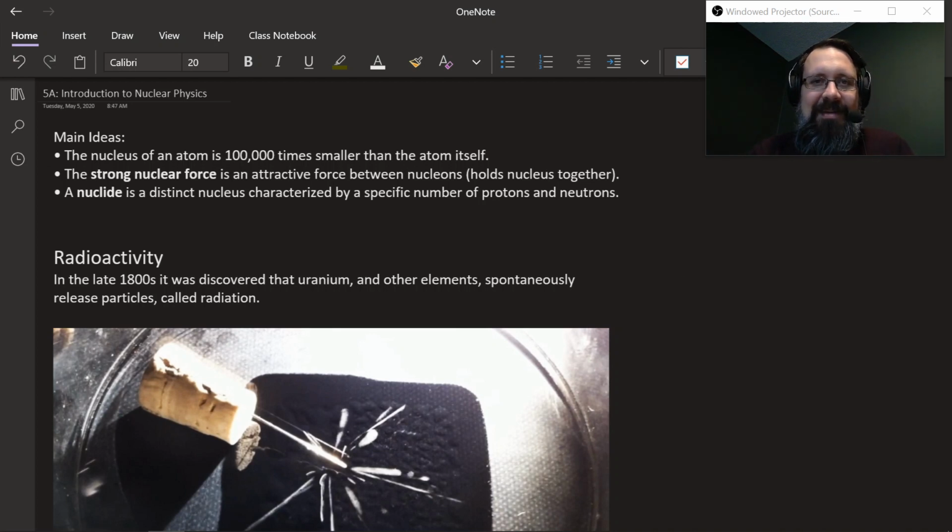I'm here this morning with my physics class, and we're going to be starting the nuclear physics unit today. I have three main ideas for today's lesson. The first thing I want to talk to you guys about is how big the nucleus of an atom is. I want to go into the history of the discovery of the nucleus of the atom.